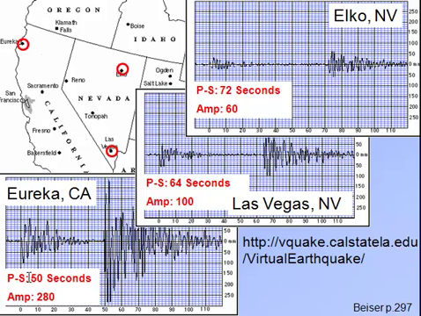Also look at the time. 50 seconds on the PS interval, 72 seconds over here. So it took less time for that secondary wave to come through to Eureka than it did over here to Elko. So all 3 of these would do their calculation. Here's the calculation they would do.